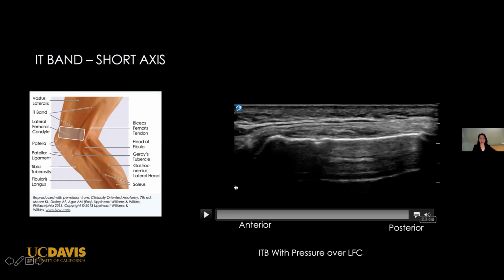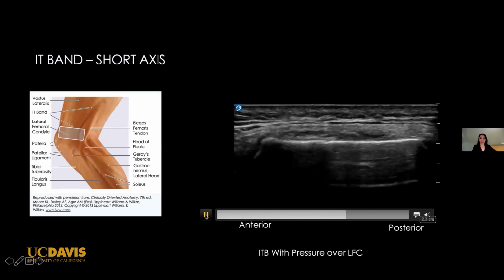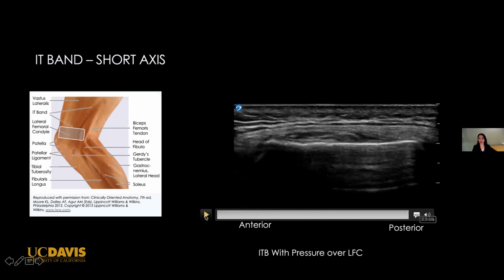Now here we also have the IT band in short axis, and this video depicts the IT band at the level of the lateral femoral condyle with and without sonopalpation pressure and demonstrates some hypoechogenicity deep to the IT band. To evaluate for a fluid collection, there are two possible spaces.